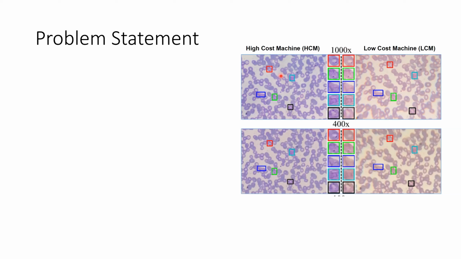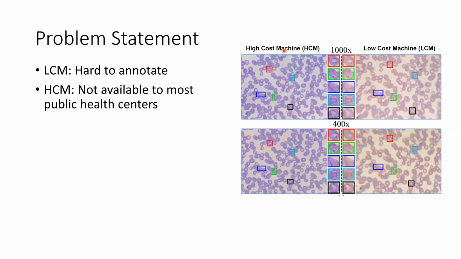The idea is there are 2 types of microscopes available in the field. The first one, the high cost machine, is a bit better looking. If we're looking to annotate data, we're going to use those machines because it's much easier for someone to draw on it or see if they're seeing any malaria. But the problem is they don't have those nice microscopes in most public health centers. So if we want an algorithm that's going to be useful, we want to apply it to low-cost microscopes.